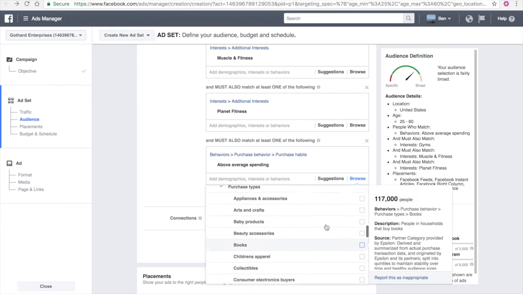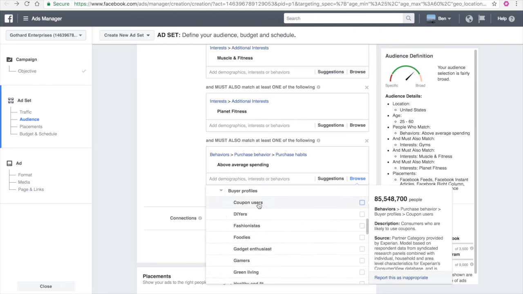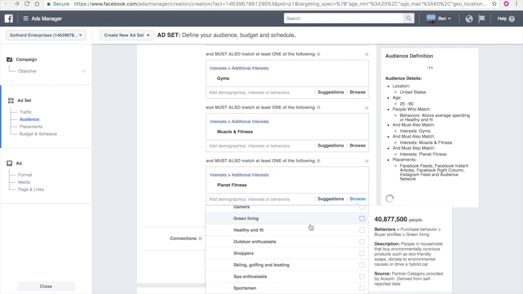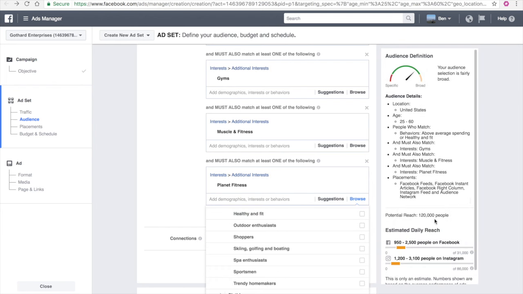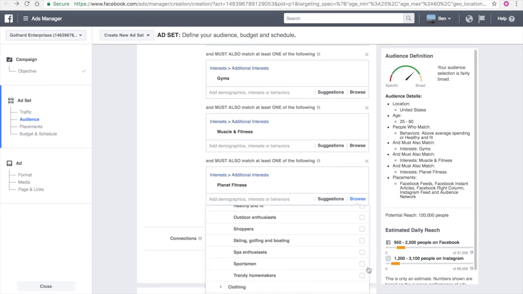And I'm not seeing anything that's applicable here on purchase types. So maybe we could go to buyer profiles. Okay, so healthy and fit. Okay, definitely. And that brought us to 120,000 people. And then maybe we want to do sportsmen.